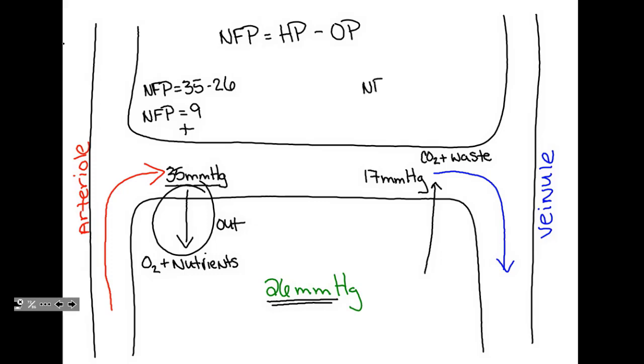So we can do NFP equals, at the venial end, remember hydrostatic pressure is down to 17 and osmotic pressure is now 26. So 17 minus 26 is going to give us a negative 9. So now we have a negative number, which means fluid's moving into that capillary.